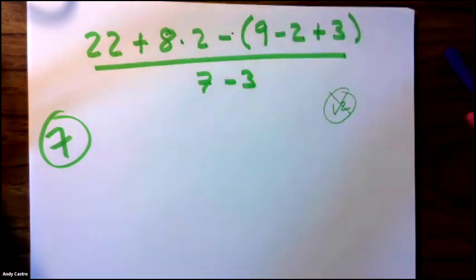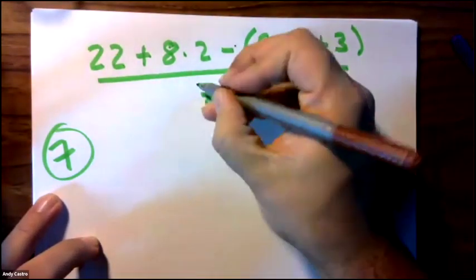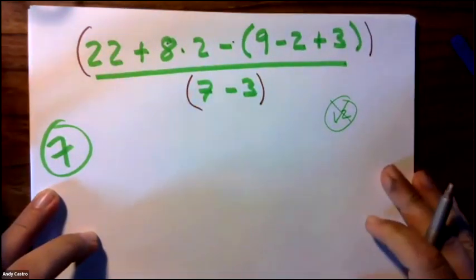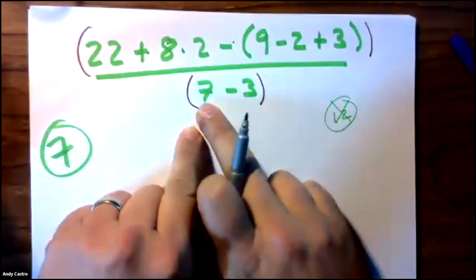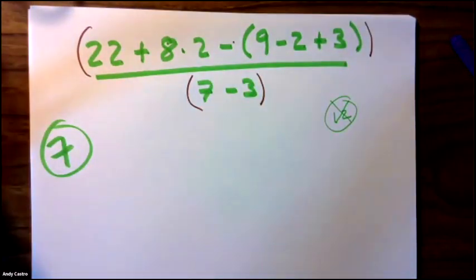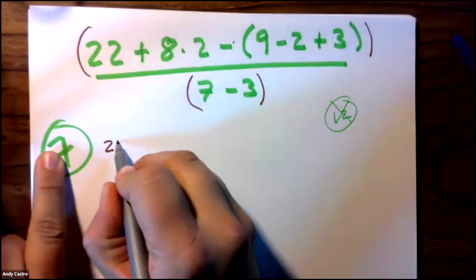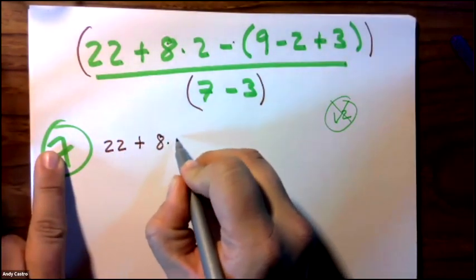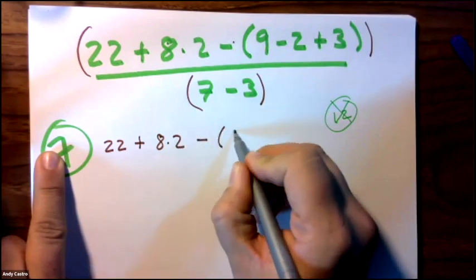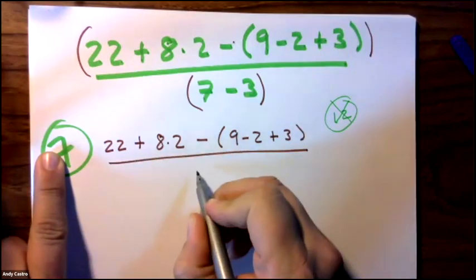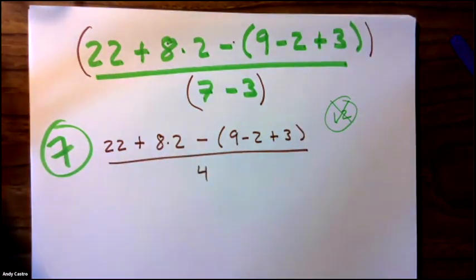All right, a couple of you are stuck, so let me jump in here and solve it. Okay, remember this vinculum means parentheses on the bottom and parentheses on the top. The bottom we can go ahead and solve. That's just 7 minus 3, which gives me 4. So I have 22 plus 8 times 2 minus the quantity 9 minus 2 plus 3, all over 4.